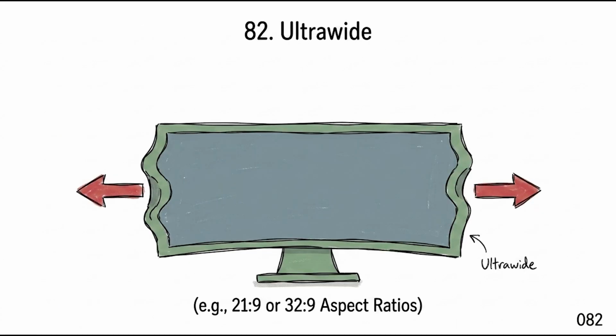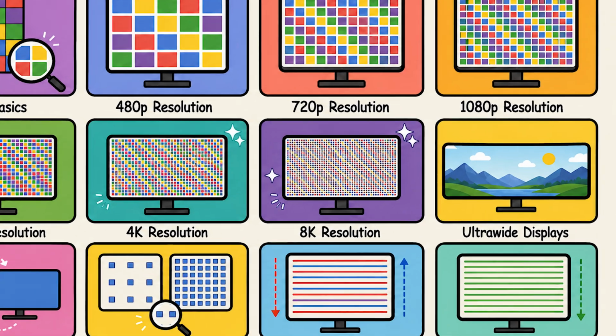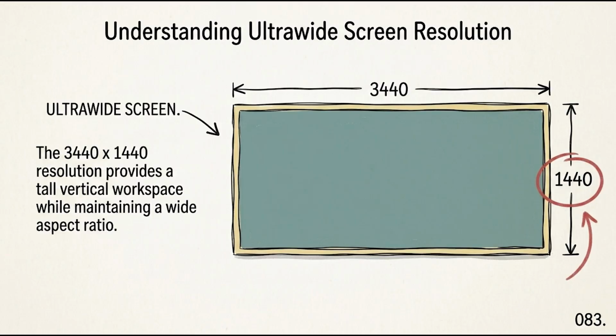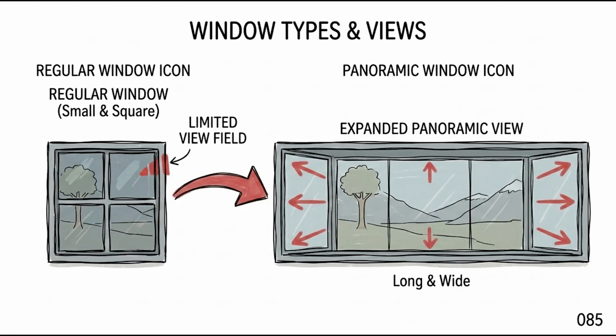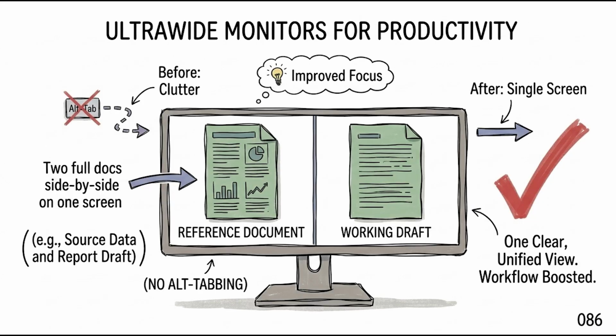Ultrawide. This is the resolution category that threw out the rulebook on screen shape. Ultrawide monitors don't just add pixels vertically, they stretch the image wider. The most common ultrawide resolution is 3440 by 1440. Same vertical pixel count as standard 1440p, but with roughly 33% more horizontal space. It's like going from a regular window to a panoramic one. You see more of the world without zooming in.